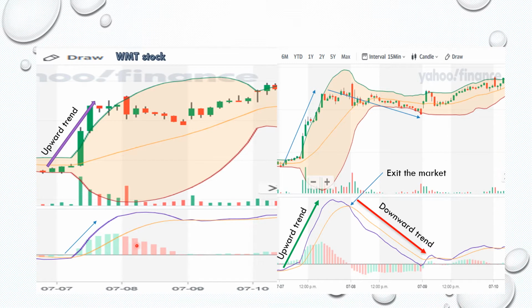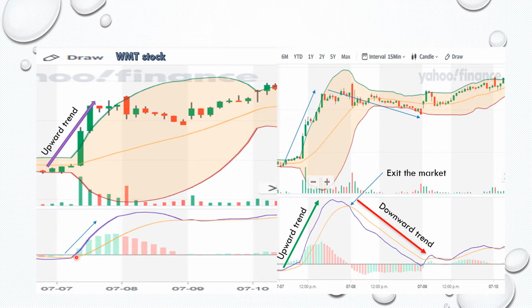This is Yahoo Finance WMT stock. On your left, we see a graph where the price is going up, it's an upward trend, and it reaches this point, and after that it comes back inside the band and continues toward the middle line. So this is the upward trend.